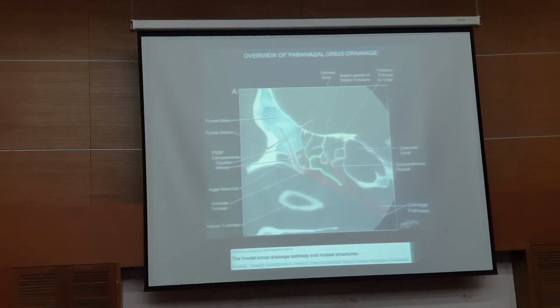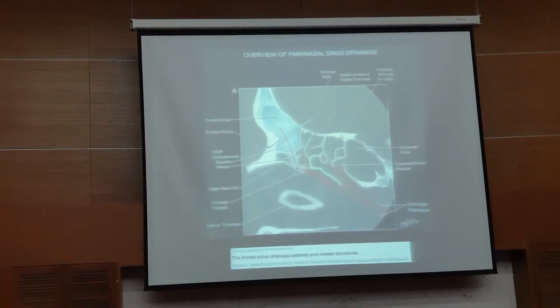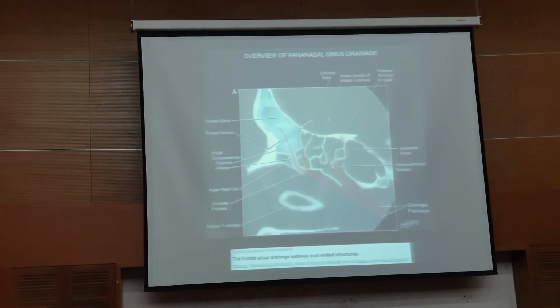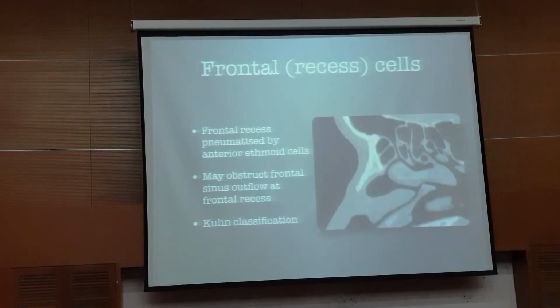Remember that in front of the inferior part of the FSDP is the agger nasi cell. Behind it is often the ethmoid bulla. And if these are diseased, you can also cause obstruction to the FSDP and some disease in the frontal sinus. So this is a nice view. You can see the FSDP there. That's the ethmoid bulla, and this is an agger nasi cell, and that's probably a frontal cell. That is the inferior part of the FSDP.